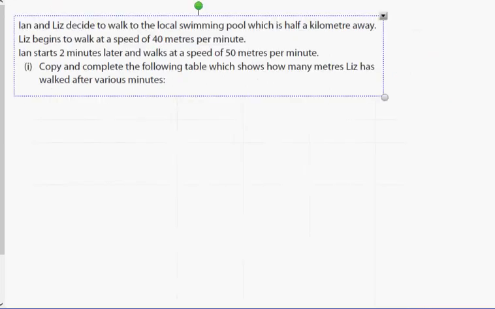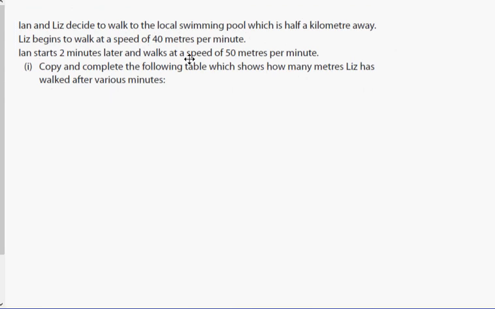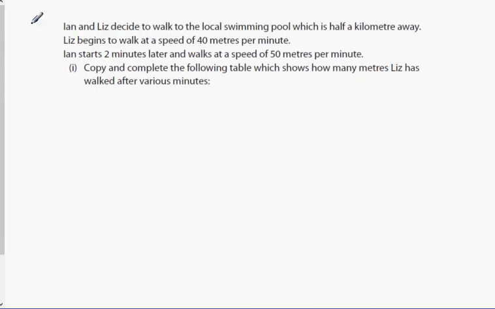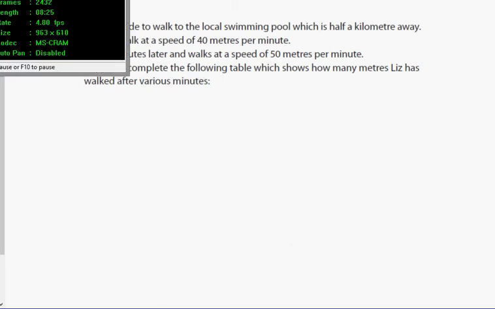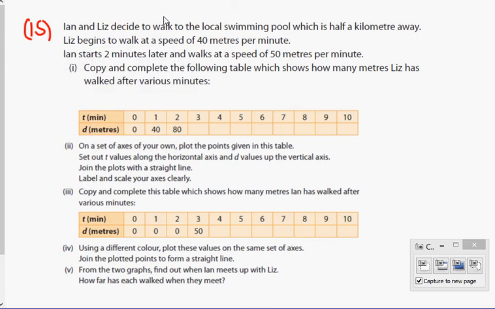Number 15, yeah? There's a table I meant to copy, isn't there? Okay guys, Ian and Liz decided to walk to the local swimming pool, which is half a kilometre away. Half a kilometre means 500 metres. It's half of 1,000 metres. Liz begins to walk at a speed of 40 metres per minute. Ian starts 2 minutes later and walks at a speed of 50 metres per minute.